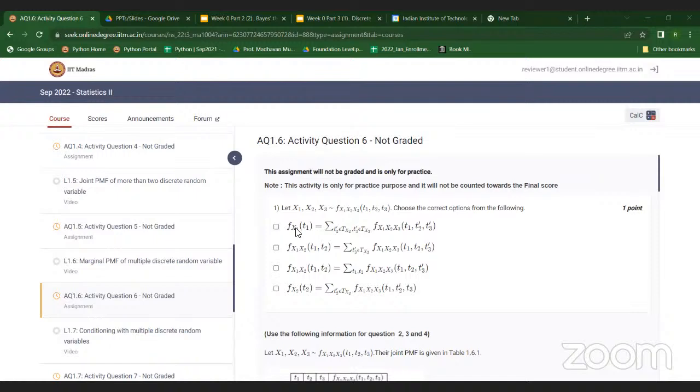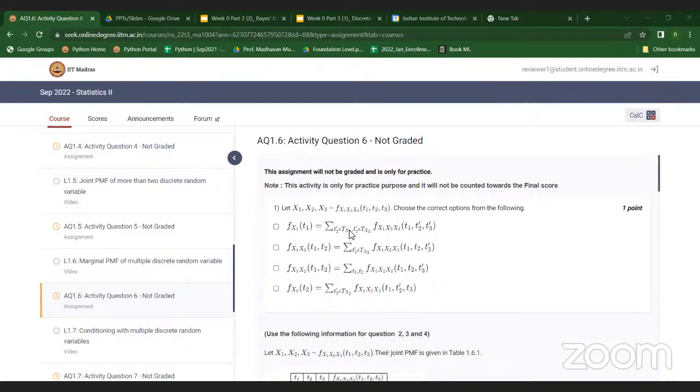Before, we summed it over the unwanted variable. Suppose you want to get the x1 of t1, you just sum it over x2. But let's say we have x3 also, then we need to sum it over with respect to x3 also. Okay. Clear?